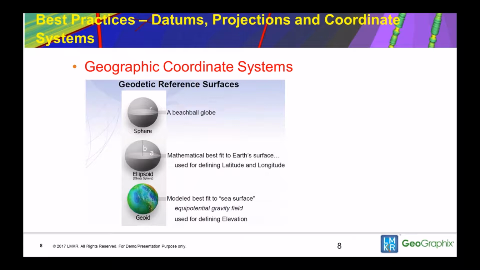There's also something called a geoid, and we won't be talking about geoids, but basically you can model a best fit to sea surface or sea level using an equipotential gravity field. This is sort of an advanced geodetic concept, but for almost all of the datums that we use daily, you'll be seeing an ellipsoid. So an ellipsoid will be defined for that datum. And that really is just a mathematical best fit to the Earth's surface.